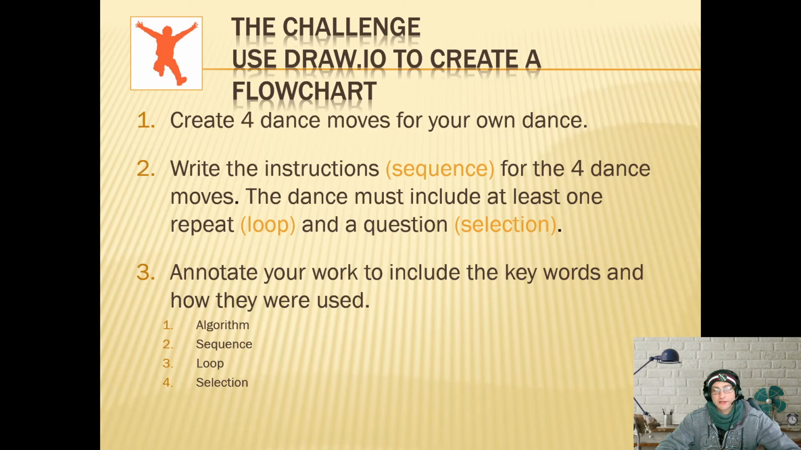So for an algorithm, just annotate it, put an arrow around the algorithm or to the algorithm, and just explain what you've done. The same for sequence, the same for loop, and the same for selection. I would like that all done in your pink books, please. If you have access to a camera and you can photograph it and put it on to show my homework, that would be very beneficial. Otherwise, could you comment on the show my homework, telling your teacher what you've done and how you've done it, and if you had any issues.